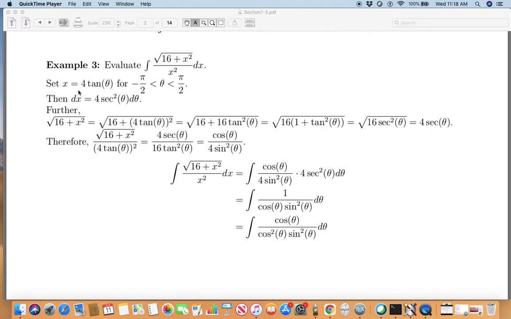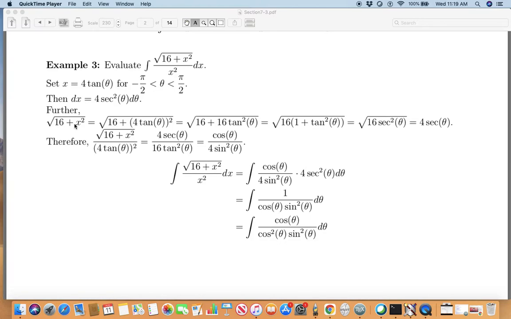Come back. Example 3. This is a long example. Evaluate the integral of square root of 16 plus x squared over x squared dx. This is a plus, so that calls for tan. x is 4 tan theta for the given domain. Then dx is 4 times the derivative of tan, which is secant squared theta d theta.